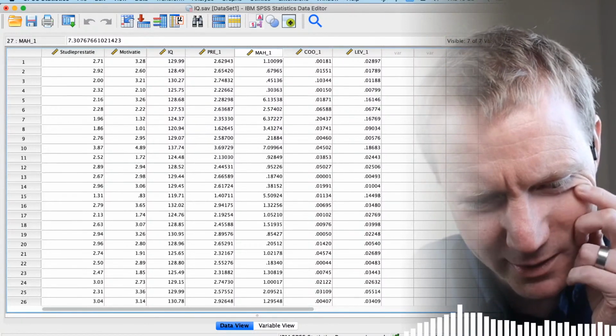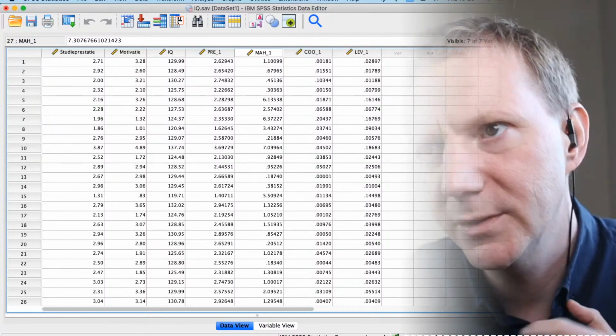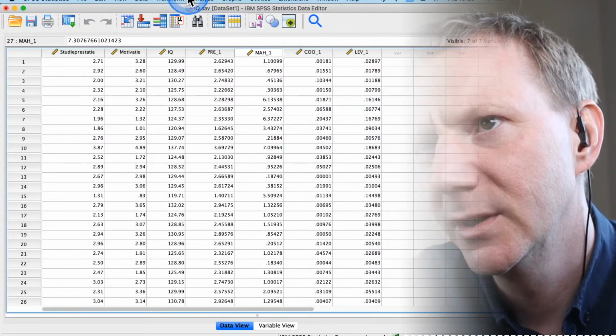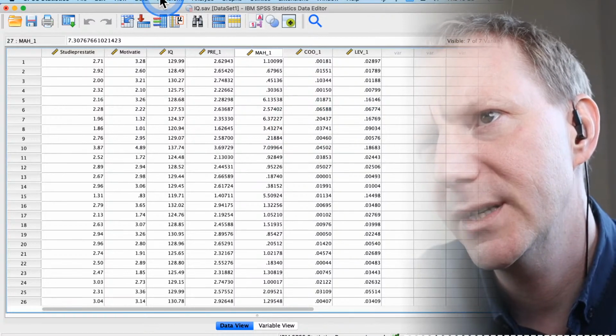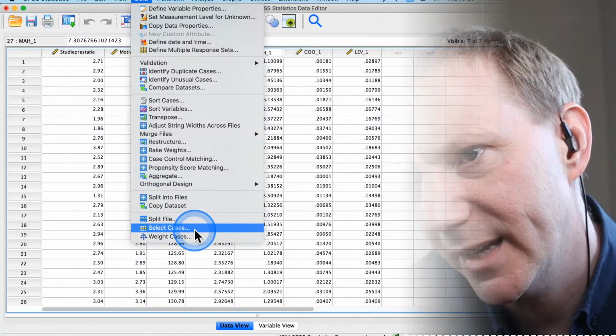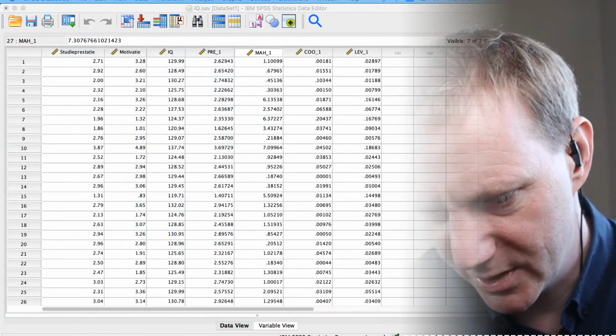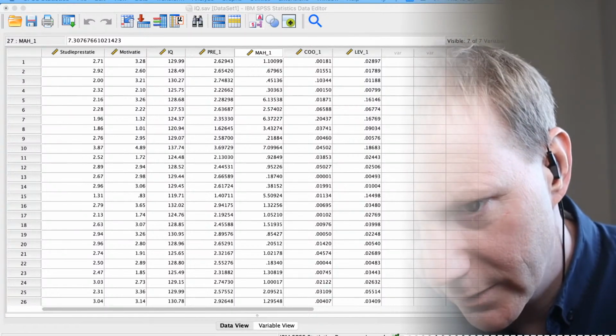I see a question in the chat on what filters I'm talking about. We've covered this in the beginning of the course. So if I want to find something, I can select cases, and for example, then I could select. Oh, this is out of frame.